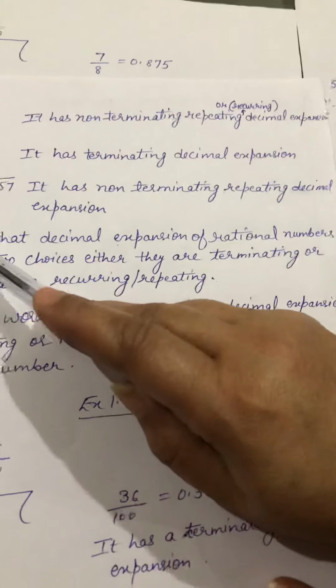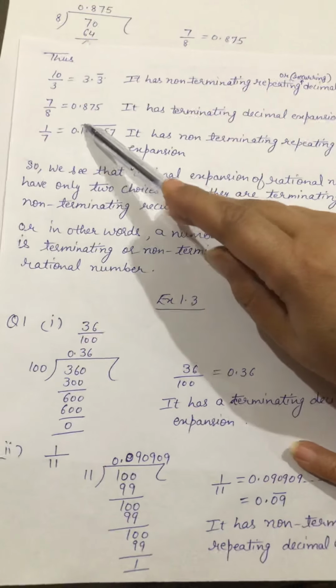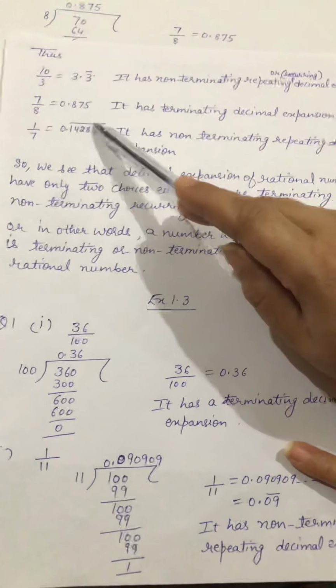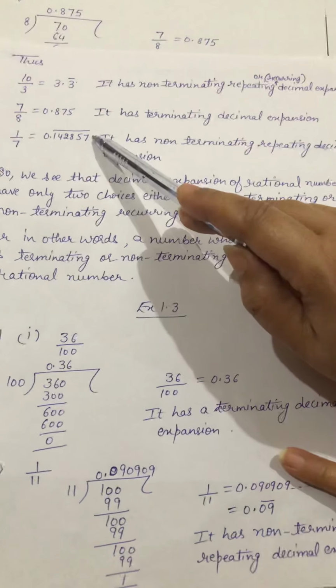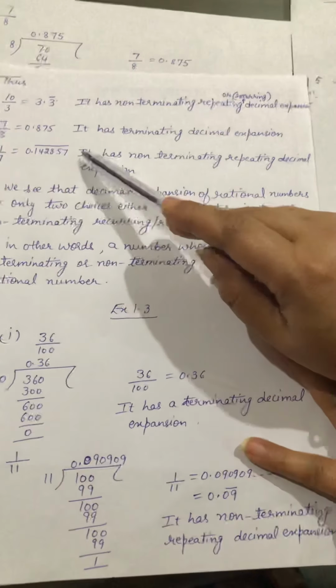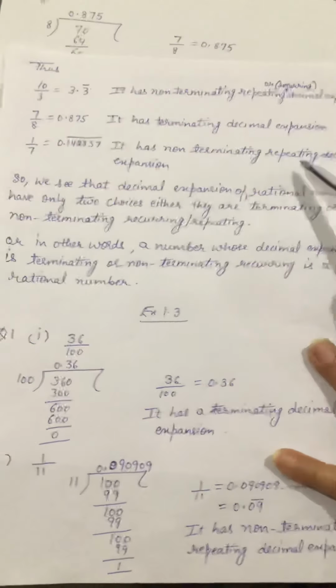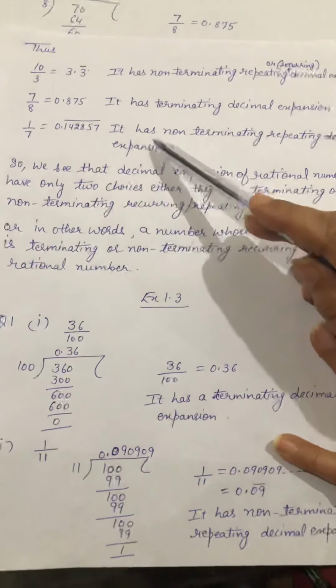Again here in 1 by 7, the number 142857 is repeating. That is why they are called repeating, because these numbers are repeating. And non-terminating, why? Because the remainder is not equal to 0. So that is why both have non-terminating, repeating decimal expansion.